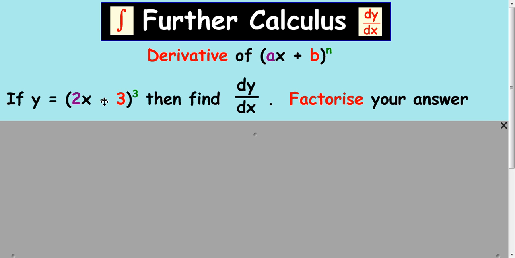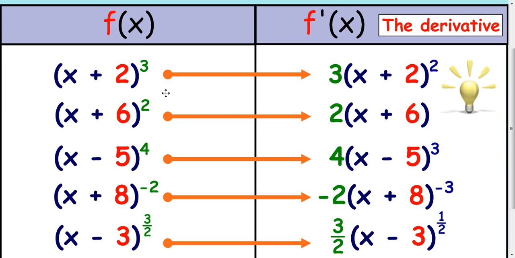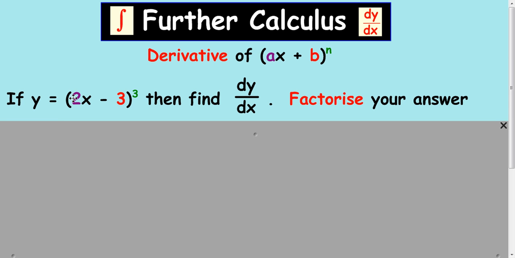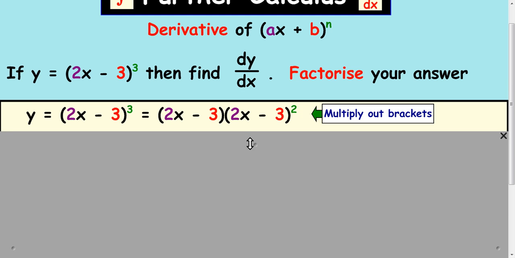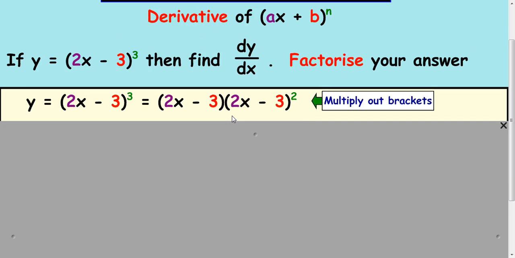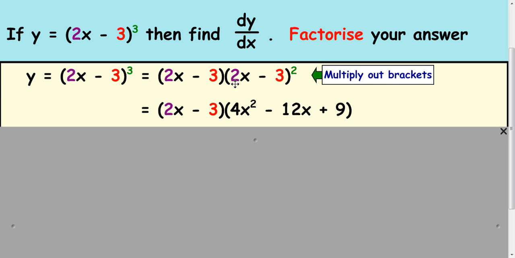Okay, let's look at what happens when you have a coefficient in front of the x, i.e. not just a 1. In all these examples here, we're dealing with 1x. But let's look at what happens if there's a number bigger than 1 here. So again, if you wanted to differentiate this, you'd have to multiply all this out like we did before, multiply the brackets out. And you could do that by doing this. Same principles as before. Multiply this out, get 4x squared, take away 6x, take away 6x, and a plus 9.